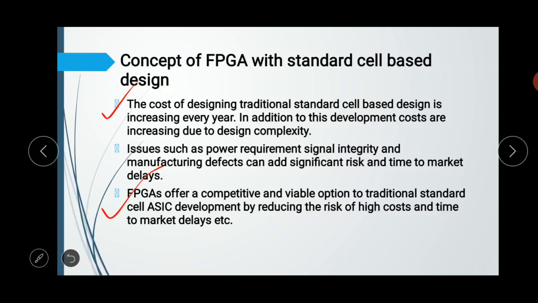Because of their programmable capabilities, FPGAs reduce the time to bring up a system as well as minimize the financial risk involved with new designs. So, Cyclone series FPGAs provide a low cost alternative for applications that currently use low to moderate density traditional standard cell based design. Okay, so this is all about concept of FPGA with standard cell based design.